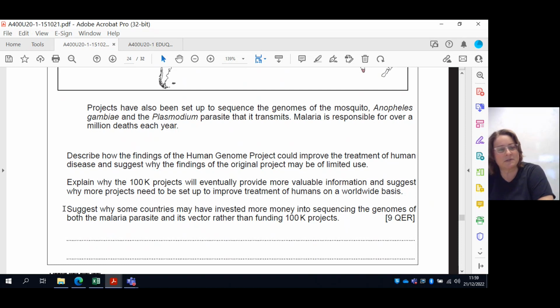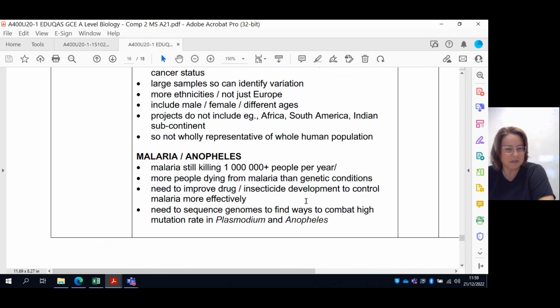This is again asking you to think out of the box a little bit, and see planet Earth as a whole and societies as a whole. So malaria is still killing people at a drastic rate, and it's in some countries more than others that the malaria death rates are higher than the genetic rates.